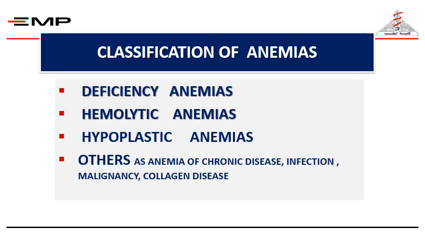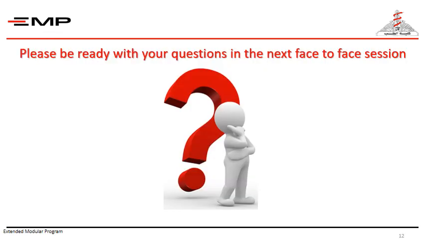Anemias can be classified etiologically into deficiency anemias, hemolytic anemias, hypoplastic anemias, as well as others: anemias where there is impaired iron utilization, as well as anemia of inflammation, anemia of chronic disease, malignancy, collagen disease, and anemia of uremia. In the next module, we are going to discuss deficiency anemia.